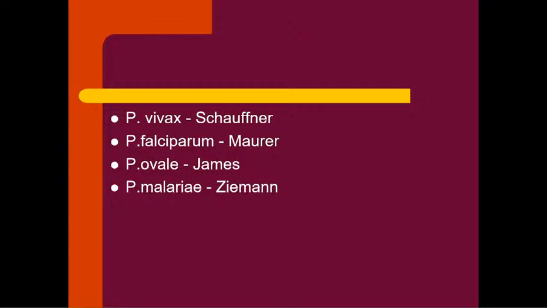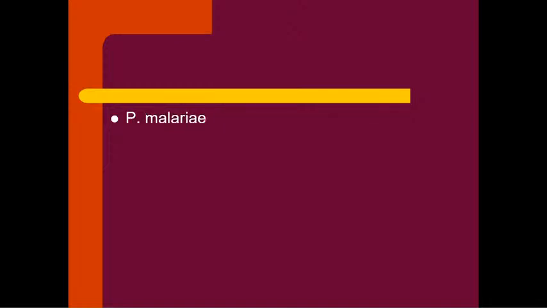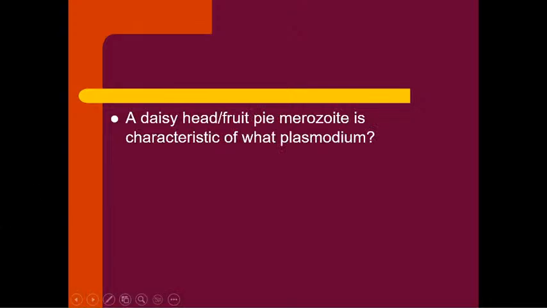Okay? Alright. Now, let's talk about the daisy fruit and the daisy fruit pie, merozoite. It is a characteristic of what? It's Plasmodium malariae. Okay? So the term daisy fruit pie or daisy head would usually be associated or synonymous to Plasmodium malariae. If you see these two terms, daisy head and fruit pie, you'll see it in your exam, please select Plasmodium malariae.